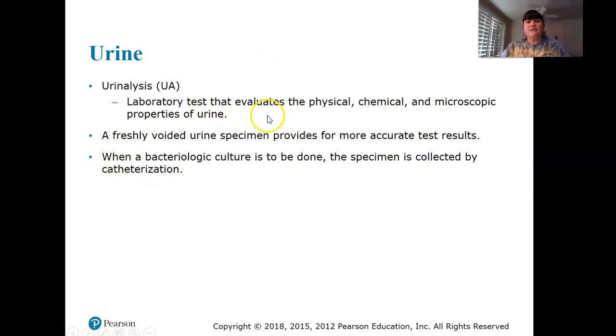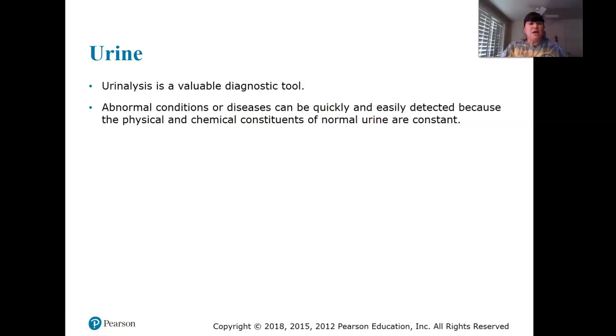Urinalysis is a lab test that evaluates the physical, chemical, and microscopic properties of urine. A freshly voided urine specimen provides more accurate test results. When a bacteriologic culture is to be done, the specimen is collected by catheterization. So they could put a catheter up in there. Urinalysis is a valuable diagnostic tool. It tells you what's going on.